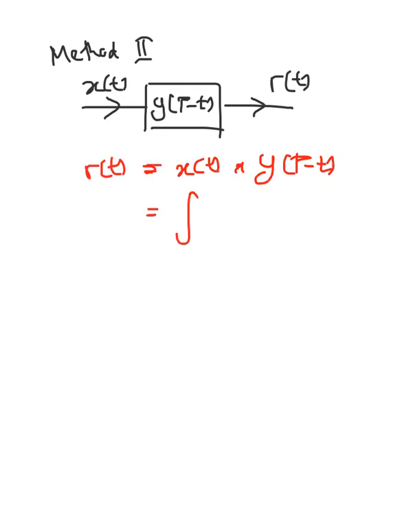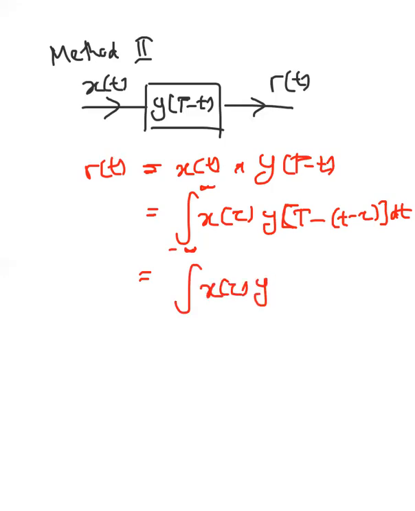So if I expand this convolution, it will be integral x(tau) y(t - tau) d tau, so instead of t I have to plug in t minus tau, right? So you know the definition of convolution, right? So this is like this.